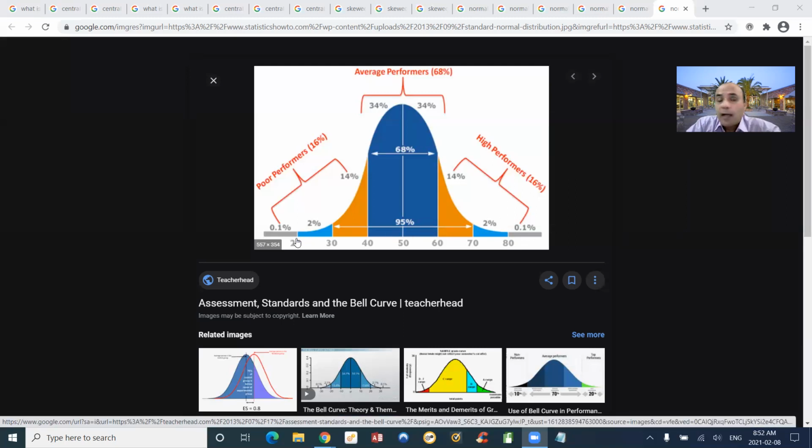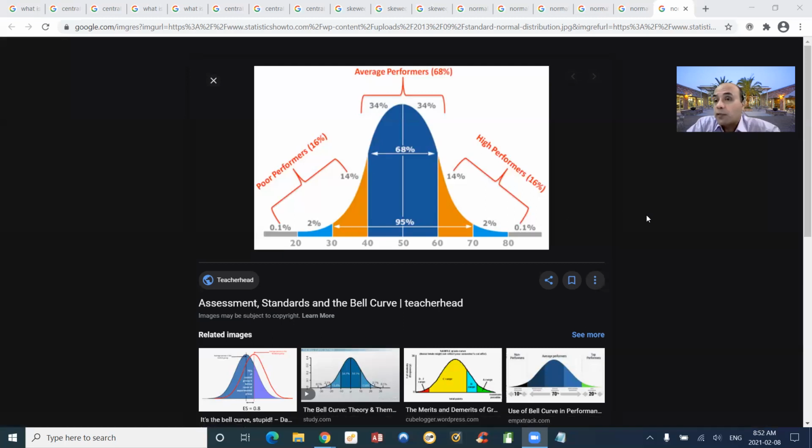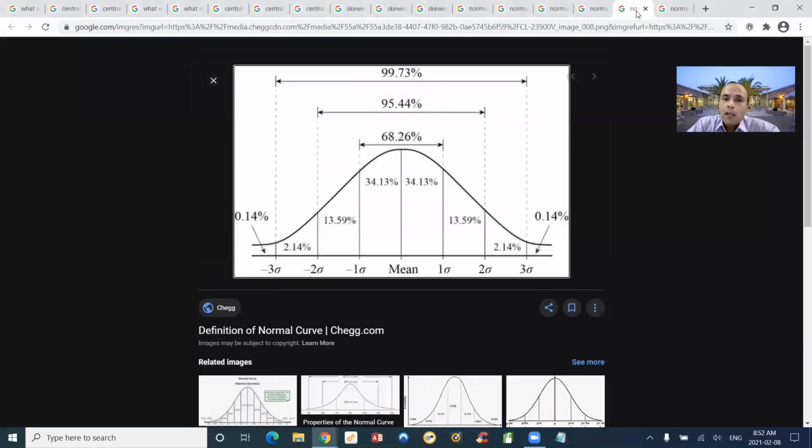Keep in mind that we are going to talk about this area under the curve, and these areas are important for us to either accept a null hypothesis or reject a null hypothesis. So we will see. Accept a null hypothesis means fail to reject a null hypothesis.